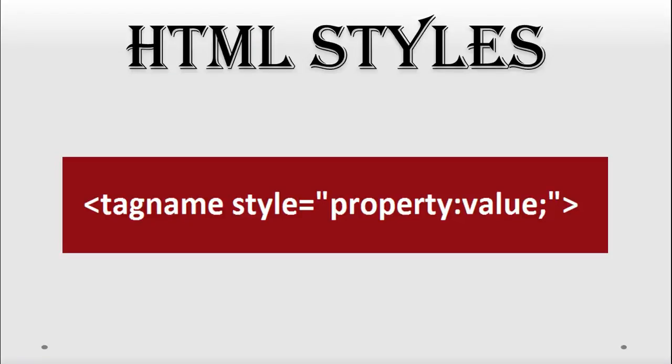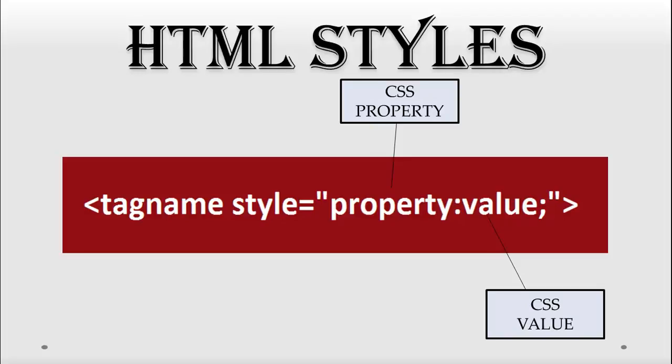HTML style attribute. Setting the style of an HTML element can be done with the style attribute. The HTML style attribute has the following syntax. The property is a CSS property and the value is a CSS value.